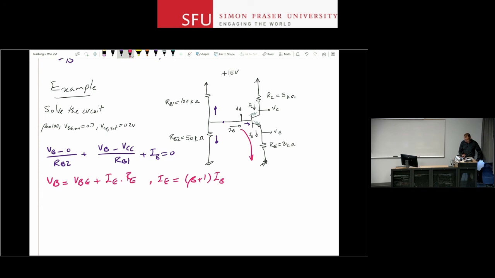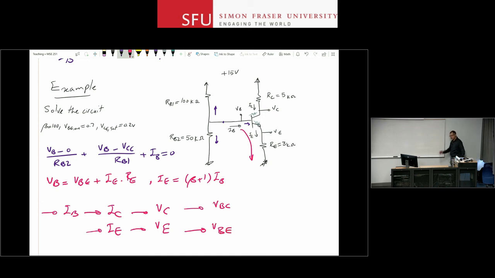And then I go ahead and see if I can solve the circuit. Once you have IB from these calculations, you go and calculate IC, which lets you calculate VC. At the same time, you calculate IE, which lets you calculate VE, right? From these two, you can calculate VBC. From here and here, you can calculate VBE, and then verify if the device is in fact in active region.